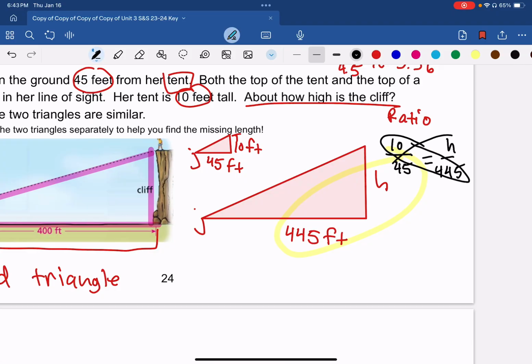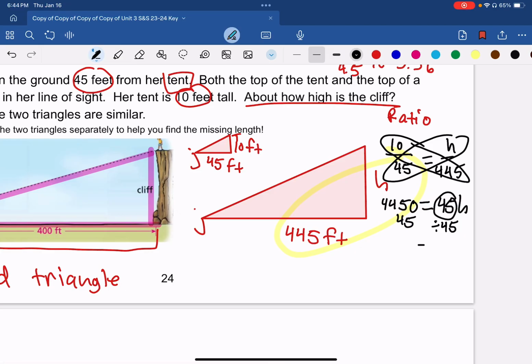I'm going to cross multiply. Those of you who forgot, anything inside those circles gets multiplied. So that's 445 times 10, which is 4,450. And 45 times h, which is just 45h. And then finally, to find height, anything next to the letter, we call that a variable, is what we're dividing by.